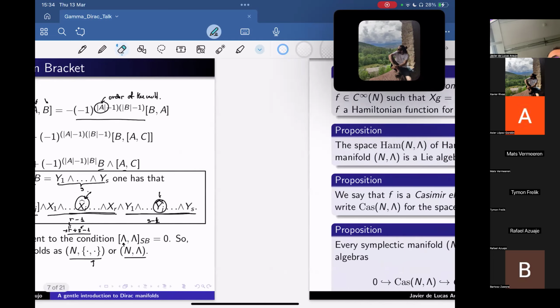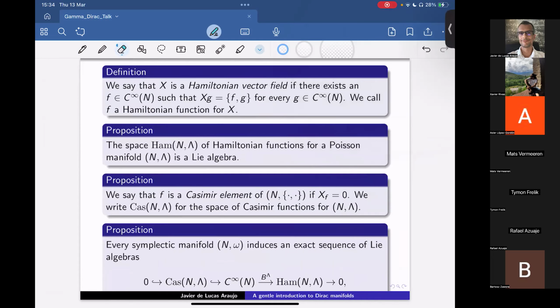Now, in the case of Poisson geometry, you can define Hamiltonian vector fields in the following manner. We say that X on a Poisson manifold N is a Hamiltonian vector field if there exists a function F on the manifold such that the action of the vector field on a function G is the Poisson bracket of F with G, for some F. F is called the Hamiltonian function of the Hamiltonian vector field.